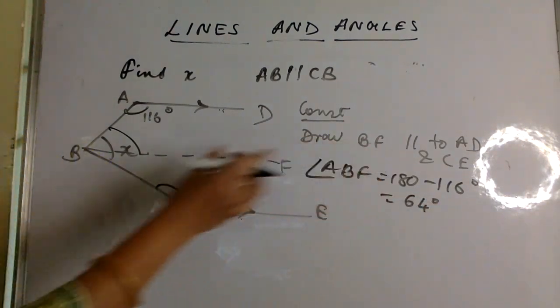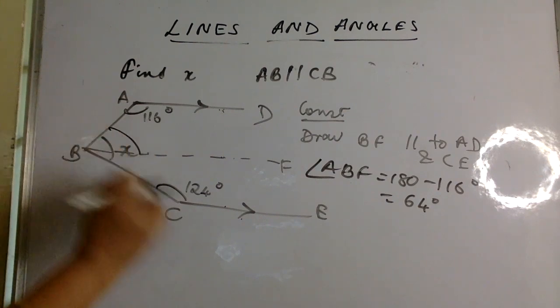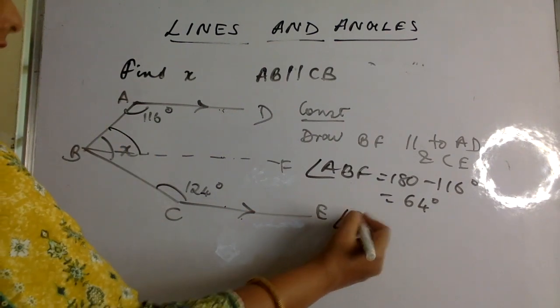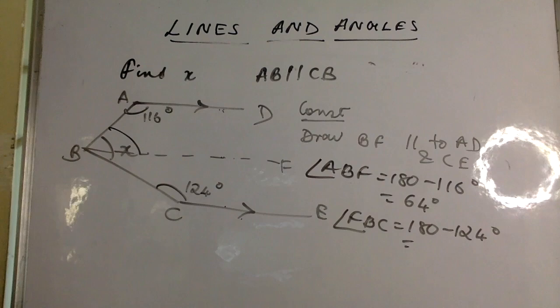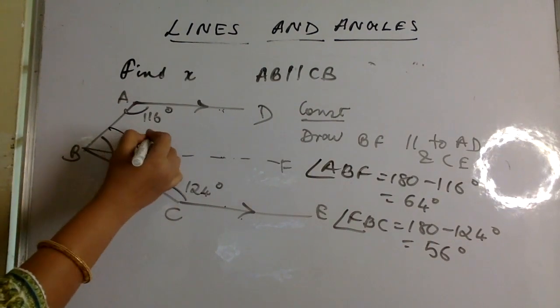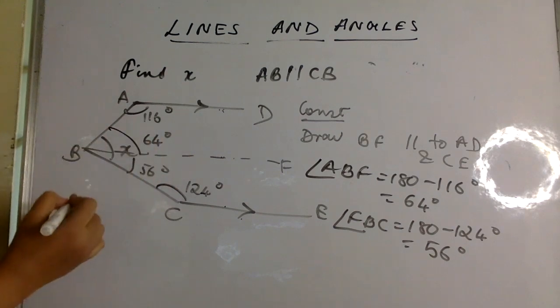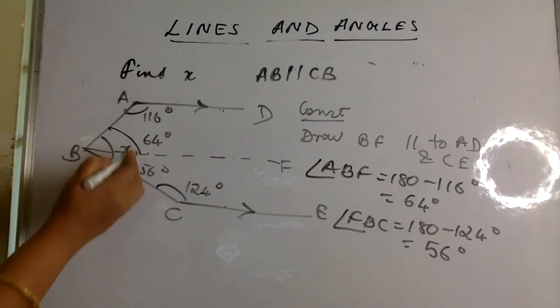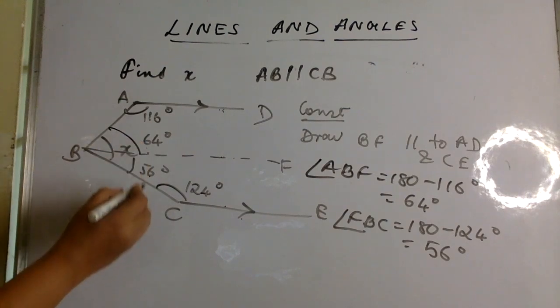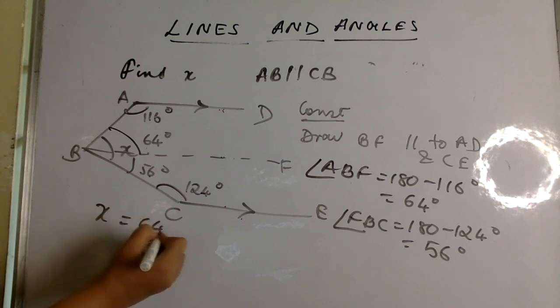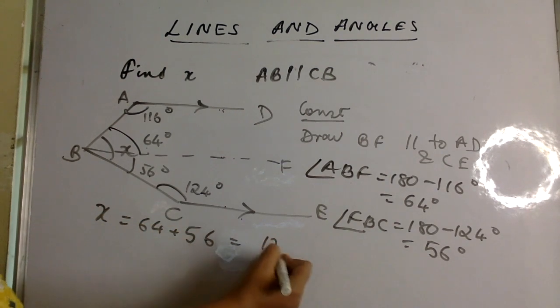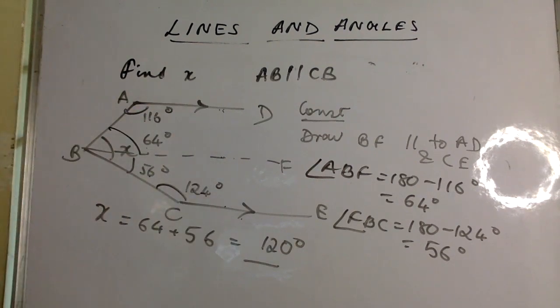Now why did I subtract? Because these two formed a co-interior pair. Similarly, angle FBC is 180 minus 124, which is equal to 56 degrees. So this angle became 56 and this angle became 64 degrees. Therefore, angle x is equal to 64 plus 56, which is 120 degrees. So we have found what we wanted.